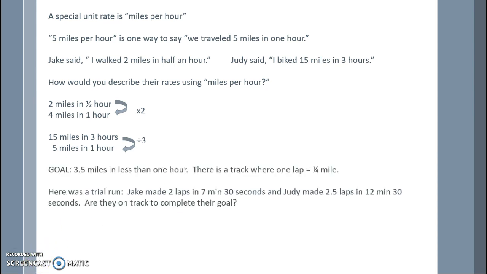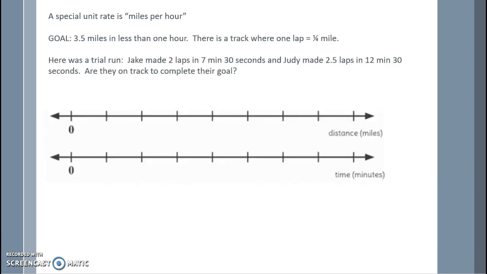So let's say Jake and Judy are going for a goal of 3.5 miles in less than an hour. There is a track where one lap is equal to 1/4 of a mile. Here was a trial run. Jake made 2 laps in 7 minutes 30 seconds, and Judy made 2.5 laps in 12 minutes 30 seconds. Are they on track to complete their goal?